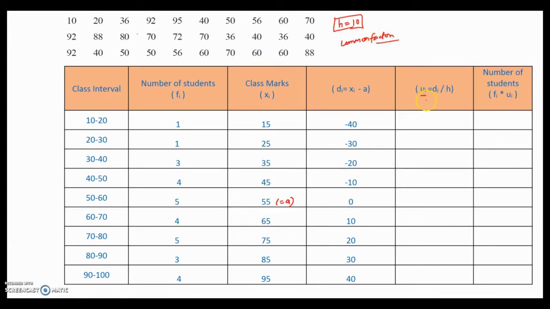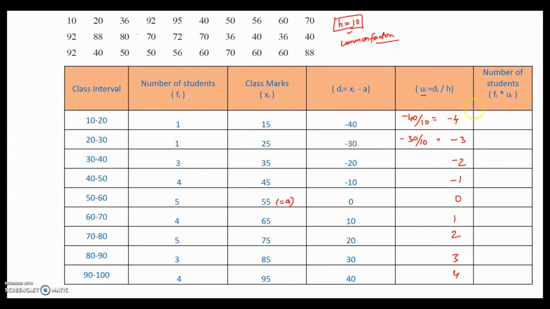Now let us calculate the ui. ui here will be minus 40 upon h. h you have assumed to be 10 because 10 seems to be the common factor here. So you will get the value as minus 4. Similarly, you will get minus 30 by 10, which will be minus 3. Then minus 2, minus 1, 0, 1, 2, 3, 4. So you divide by 10. Now you see the numbers have become even simpler. Minus 4, minus 3, minus 2, minus 1 are simpler than minus 40, minus 30 and so on.